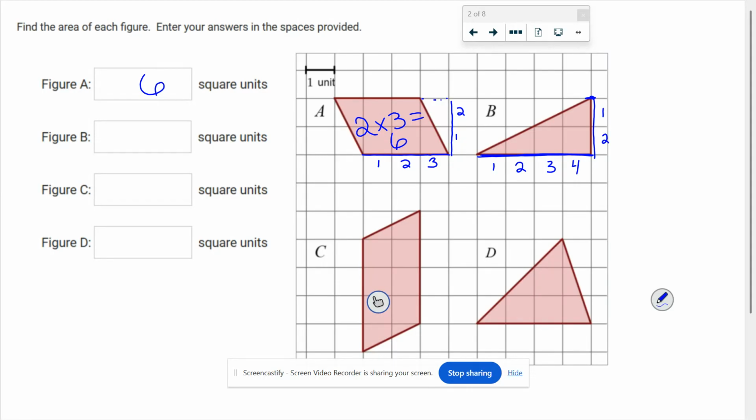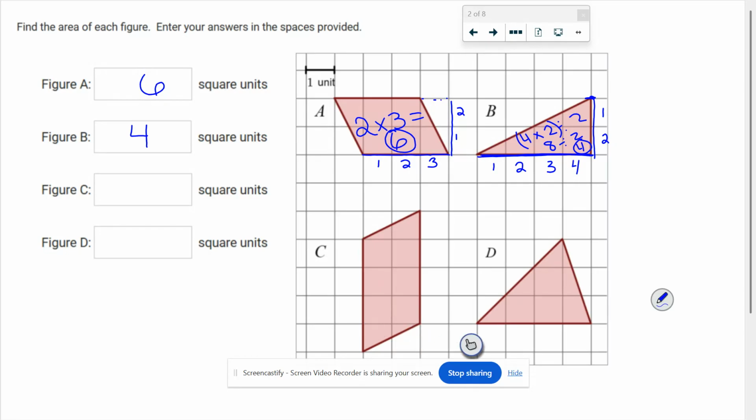Now to get the area of this triangle, we need to do base times height, which is 4 times 2, and then divide by 2 because it's a triangle. 4 times 2 is 8. 8 divided by 2 gives us 4. So the area for B is 4 square units.